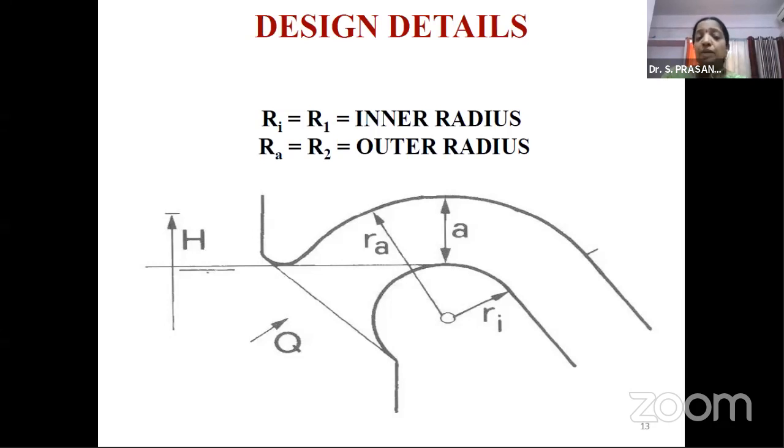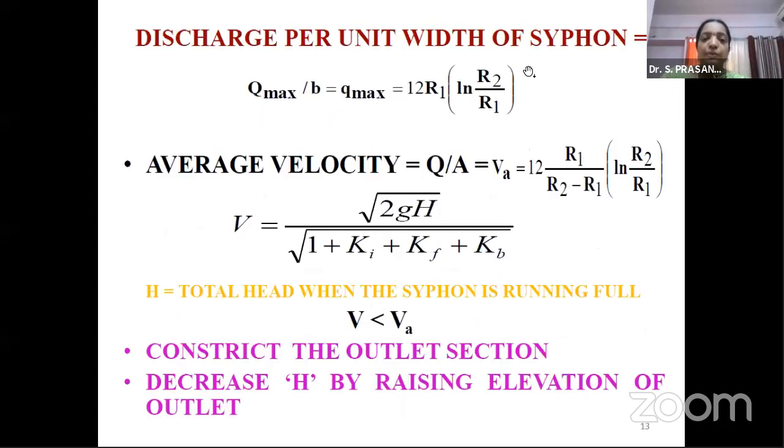So how do we calculate discharge? How do we estimate the maximum discharge? Because there is a classification of flow based on the discharge also. So when we take this, the discharge per unit width is taken based on the radius parameters which I have showed you just now, and the average velocity is estimated with this.